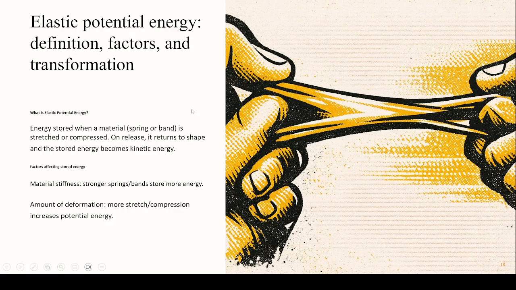Okay. So what is elastic potential energy? Energy stored when a material like a spring or band is stretched or compressed. On release, it returns to shape and the stored energy becomes kinetic energy because it moves to its shape. But till that time, it has the energy stored.